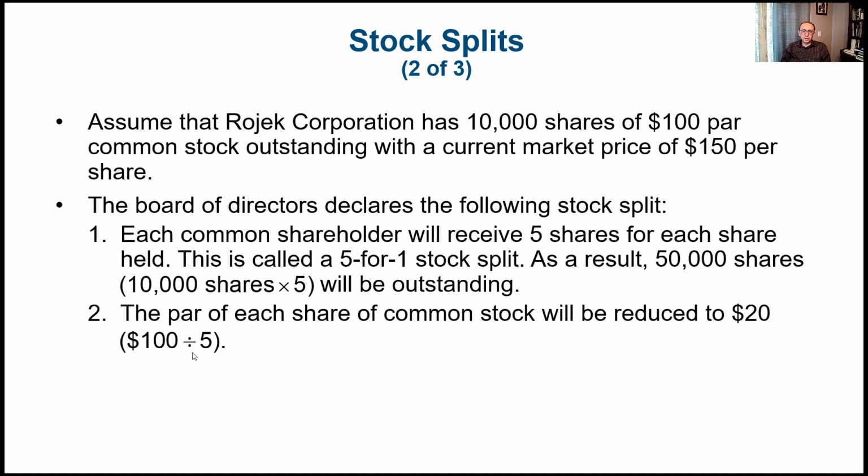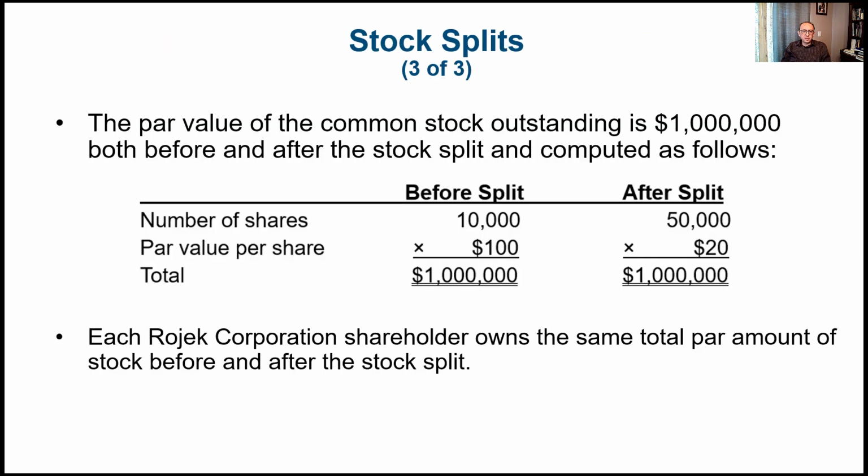Very similar to somebody who has a $100 bill, and to make it easier to spend, just breaks it down into 5 twenties. It's the same thing. So we have 5 bills now. Each one is worth only 20 instead of 100. So the par value of common stock outstanding is 1 million, both before and after the stock split. Nothing changed. The number of shares was 10,000 multiplied by 100 for a total of 1 million. Now they're 50,000 multiplied by 20 for still 1 million. Nothing changed. So we don't need to do a journal entry, just a footnote that explains that.